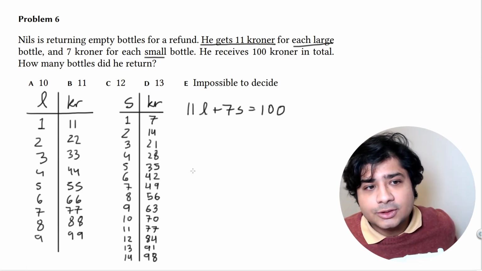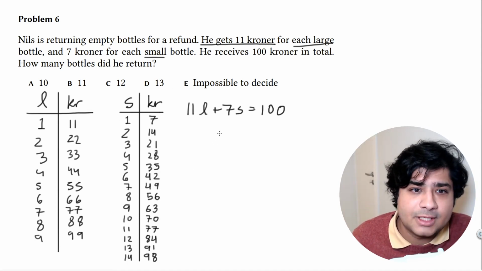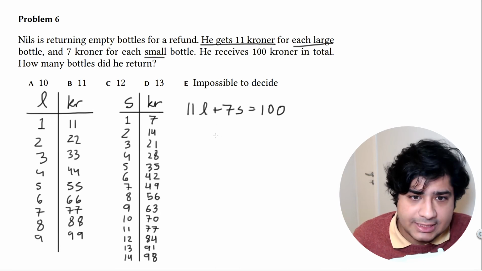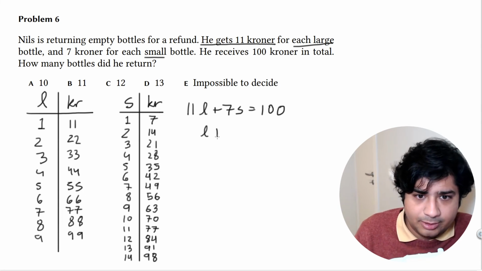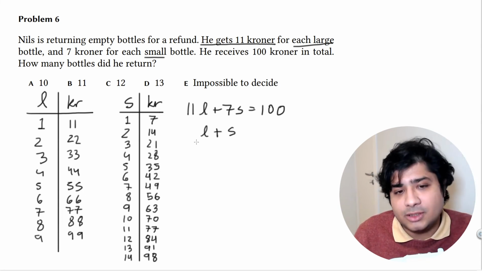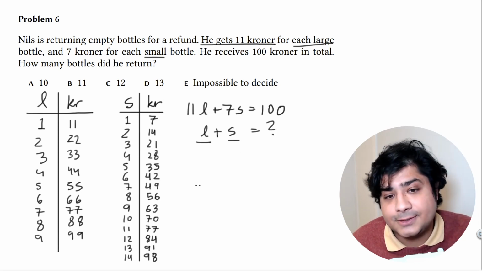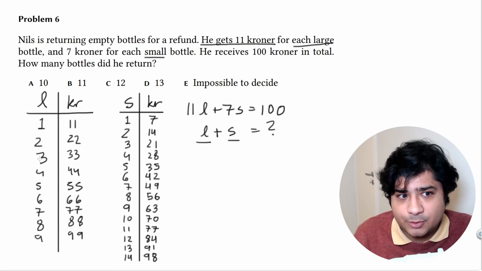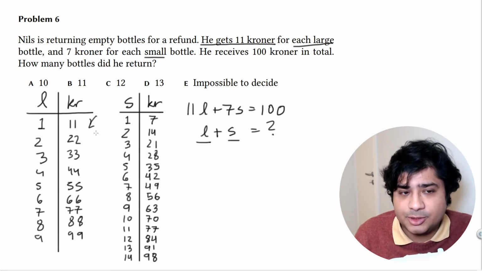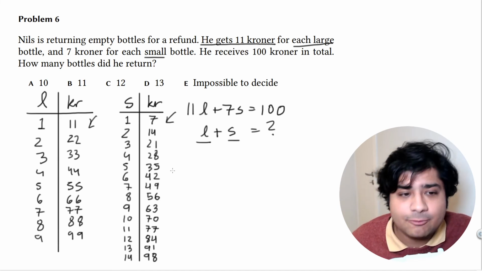And how many bottles did he return? Which means how much is L plus S basically, right? All the large bottles and all the small bottles. That's going to be the final answer. All right. So what we're looking for is which L do we have to choose, from these options that together with these options are going to be equal to 100. Let's see if we can find something.